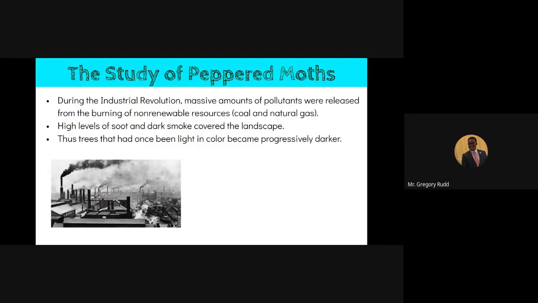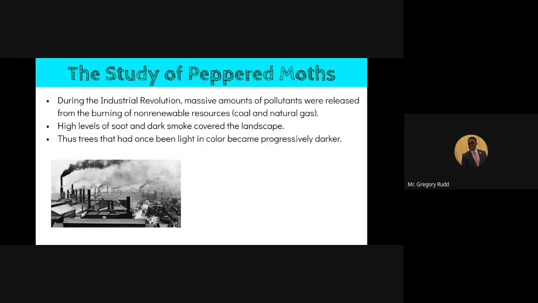So as you all said, the Industrial Revolution represented massive increases in technology, massive advancements in manufacturing abilities. And so there is a huge amount of pollution. There are pollutants that were released because we're burning all of these non-renewable resources like coal and natural gas. So we can see that these chimneys are billowing out smoke and soot, and that's going to cover the landscape. It covers not only the buildings, not only the windows, not only the humans, but it also covers the trees and the surrounding landscape.